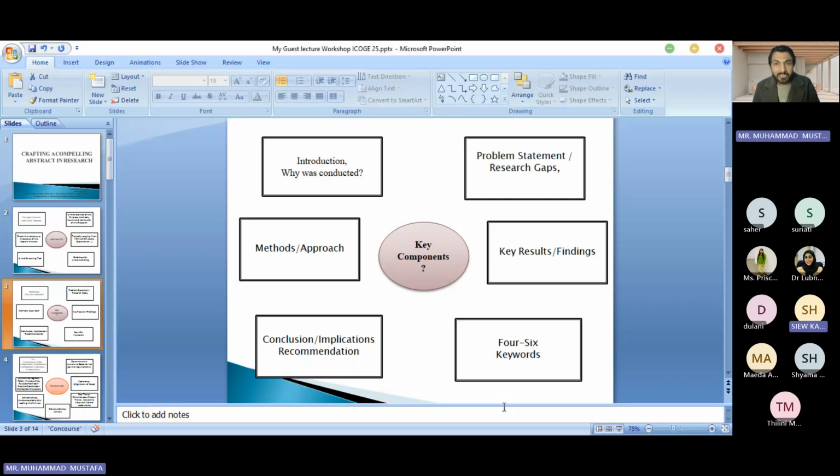After that, the research problems or research gaps are given. What are the research gaps on which the research was done? So it is very important to mention the gaps within a few phrases, I think.